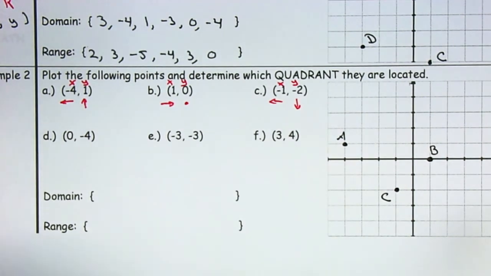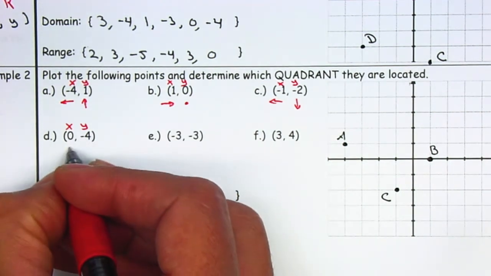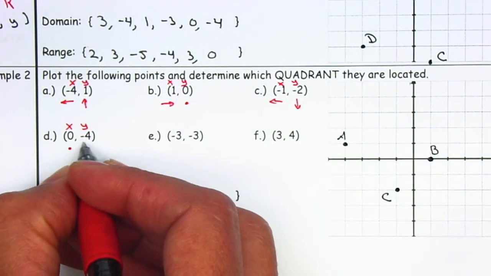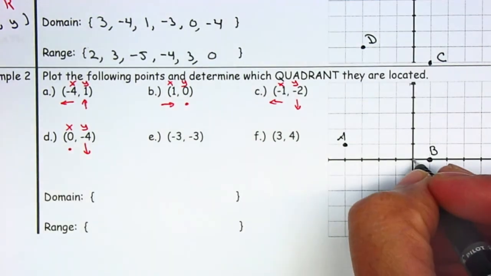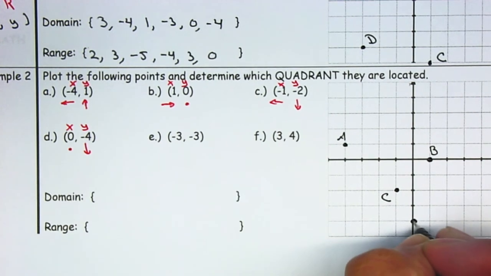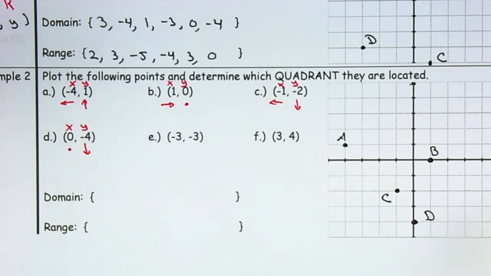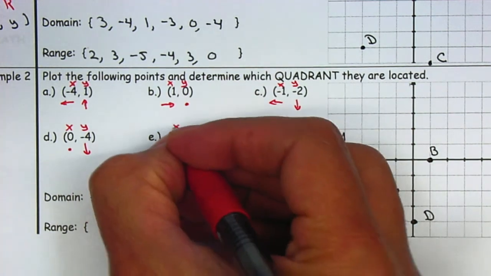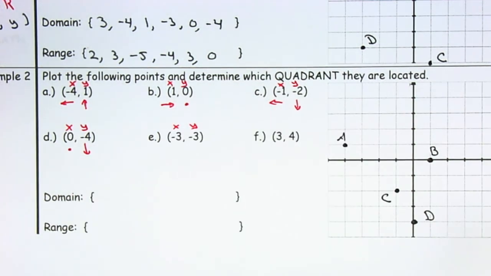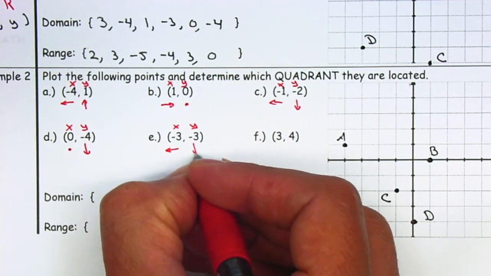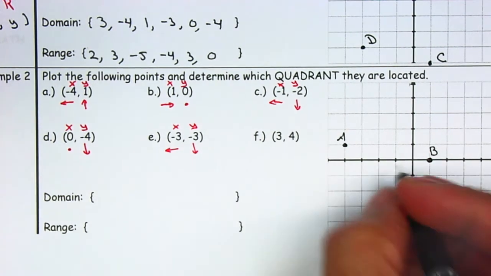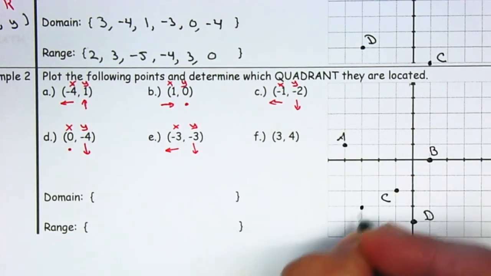Letter D, x, y. It's a 0, that means I'm going to stay there. I'm not going to go left or right, and I'm just going to go down 4. So no left and right, I'm just going to go down 4, and that'll be letter D. Letter E, x, y. Negative, so I'm going to go to the left 3, and negative, I'm going to go down 3. So to the left 3 and down 3, that'll be letter E.